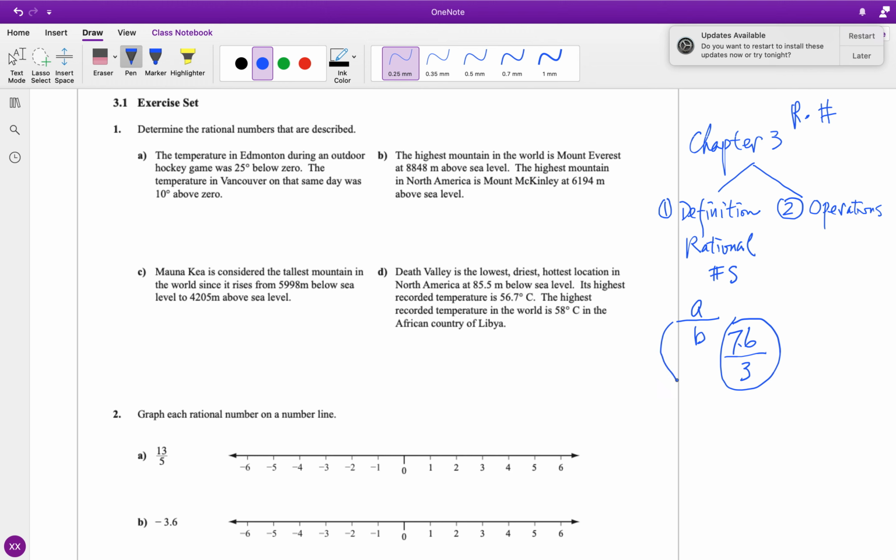So what that means now first of all, B cannot be 0, because if B becomes 0, then this number is not defined. Now there's also another condition, which is A and B, it's all integers.